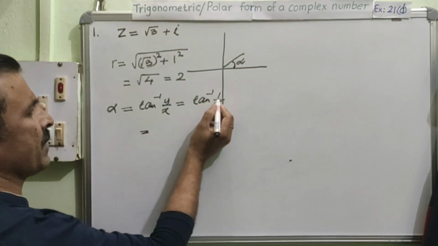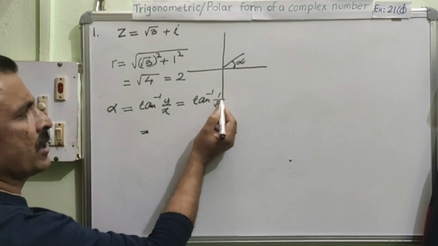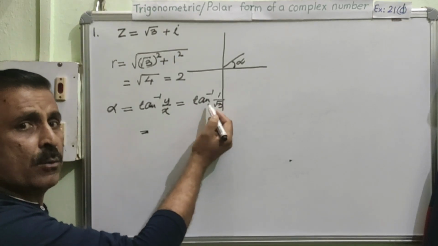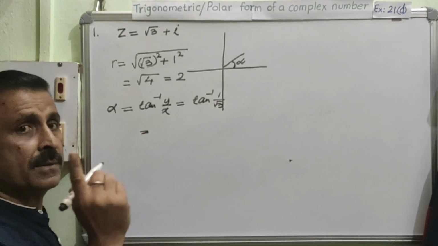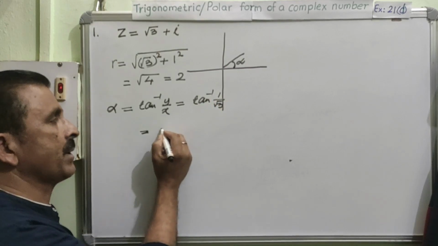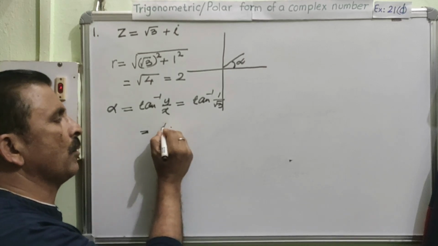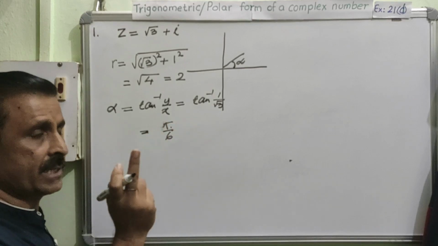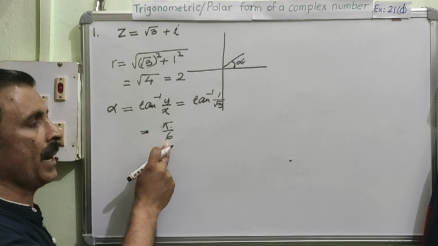So for what angle is the tan value equal to 1 over root 3? Are you getting it? So we know that it is at 30 degrees. That 30 degrees in radians, we can write as pi over 6. Pi value is equal to 180, so 180 divided by 6 will be equal to 30 degrees. So we got the acute angle as equal to pi by 6.